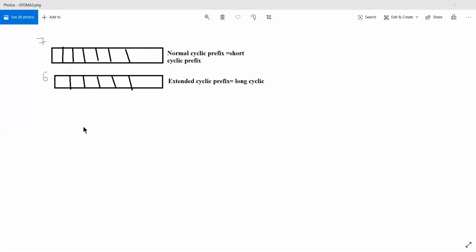Okay, and you know the cyclic prefix duration for normal cyclic prefix is 4.7 microseconds, and for extended cyclic prefix it is 16.6 microseconds, right? Today we will go deeper into OFDMA and SC-FDMA.